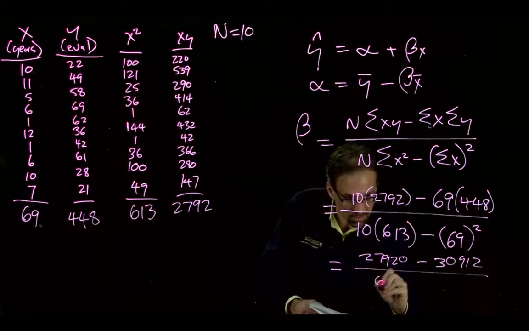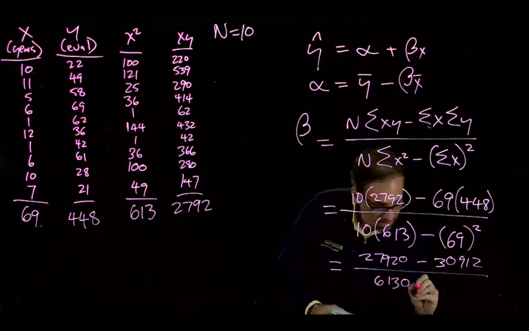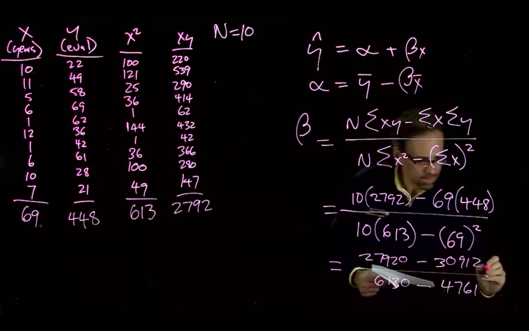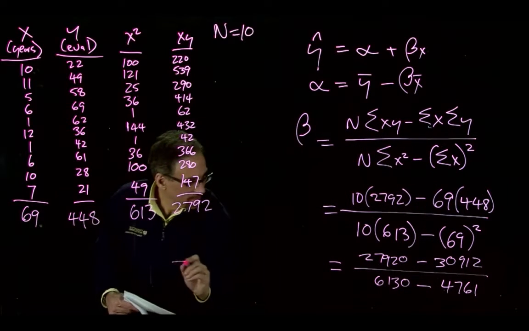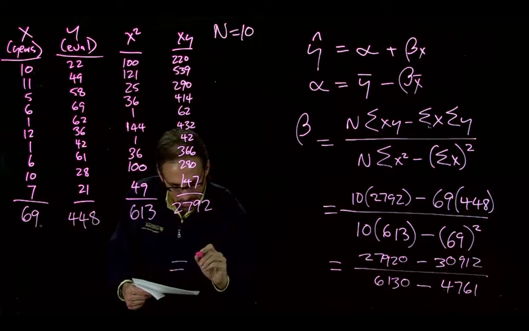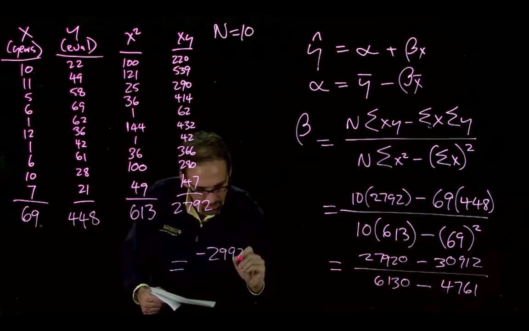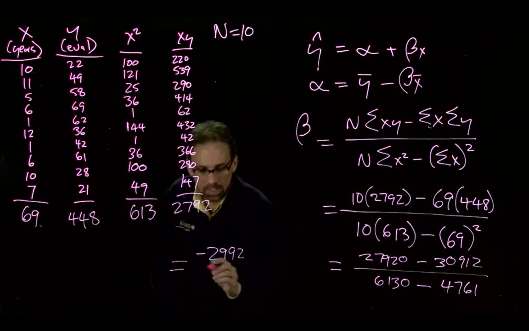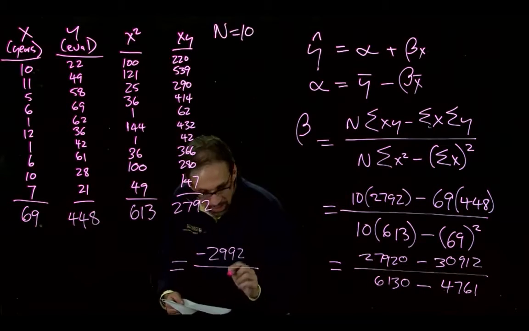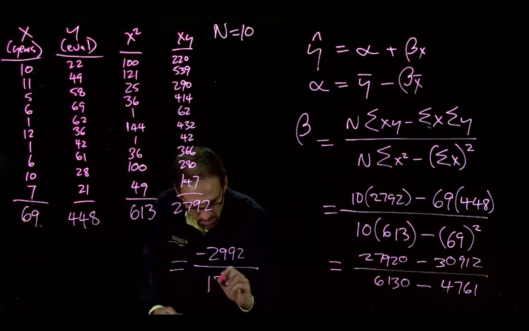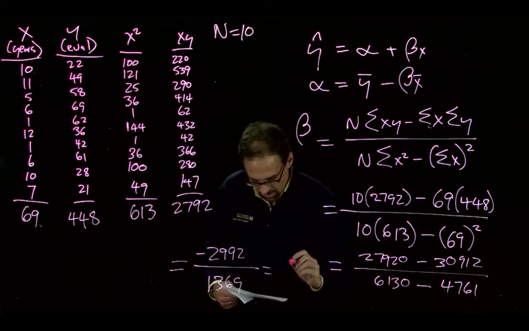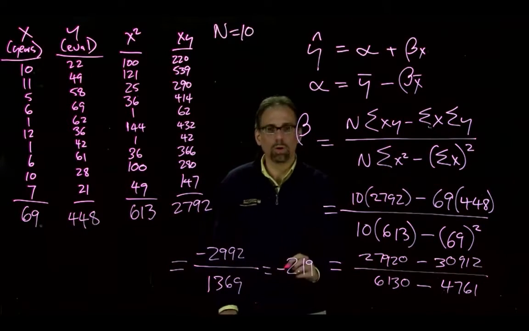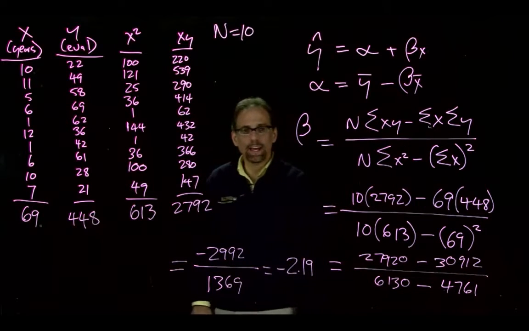This is obviously 6,130 minus, this turns out to be 4,761. And let's see, I'll just finish it up over here so we can see. So this is minus 2,992. You have to make sure you keep track of your negative signs in this. I'm subtracting a bigger number from a smaller number, so I'm going to end up with a negative number there. That's important. And then down here, I've got 1,369. And so then I just divide that out, and the answer is negative 2.19. That's the slope.